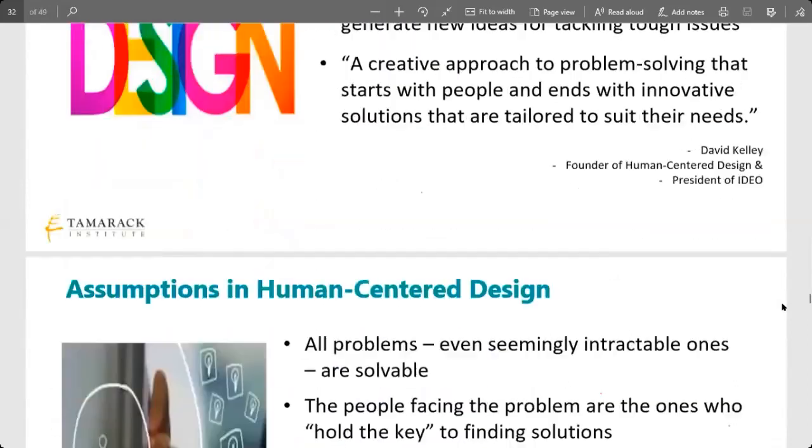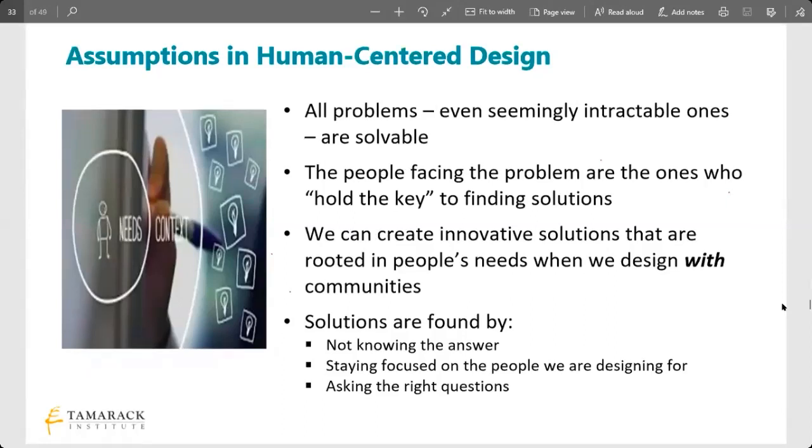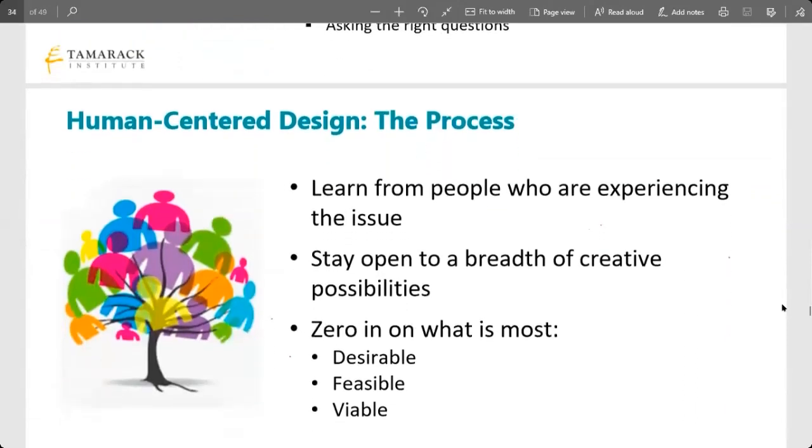If you go to the next slide, it starts with a belief that all problems, even seemingly intractable ones, are solvable. And that solutions are found by not knowing the answer and staying really open, staying focused on the people that we are designing for, and our commitment to design with communities rooted in the wisdom and assets of those communities, not doing for. And being able to hold space to allow people to ask the right kinds of questions and bring those different perspectives together. If you can go to the next slide, you'll see that there are 5 steps.